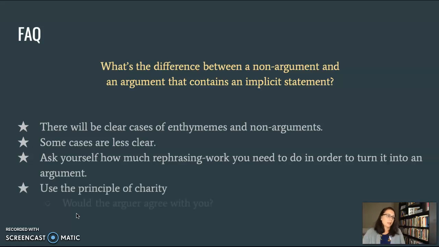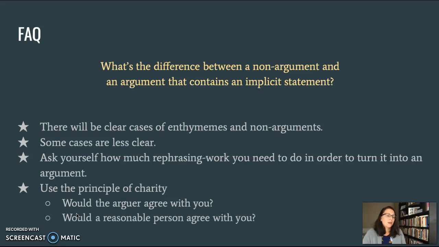Remember, we want to use the principle of charity. And so what you would ask yourself is, would the arguer agree with you? So if you were to give this argument back to the person who made the utterance to begin with, would they say, yeah, that's what I meant? Or would they be like, no, I did not mean for it to come out that way? Or would a reasonable person agree with you there? Okay, so basically there might be some cases where it's not completely clear whether it's an argument with a missing statement in it, or whether it's just not an argument at all. But if you find yourself having to reconstruct the words so much so that it starts to lose any sense of the original phrasing of it, then you're not dealing with an argument at all.